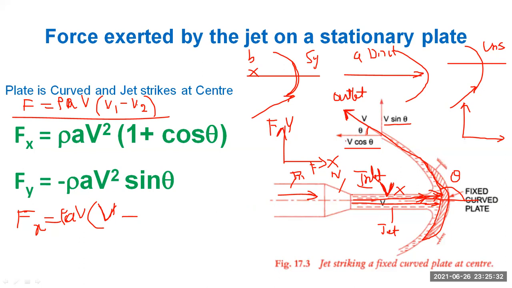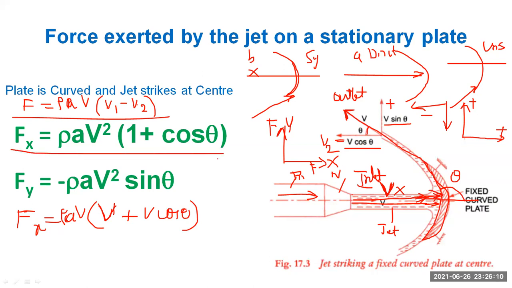So v2 is how much? See here, v2 is minus v cos theta. I hope you know the direction. Right is positive, upward is positive, downward is negative, and left is negative. So this is the sign convention we are going to consider. v sin theta is upward, which is positive, and v cos theta is negative. So the horizontal component is minus v cos theta. So it will be minus into minus, you'll get plus v cos theta. You can take v outside, so you will get Fx as rho a v square into 1 plus cos theta. So this is the force along x direction.